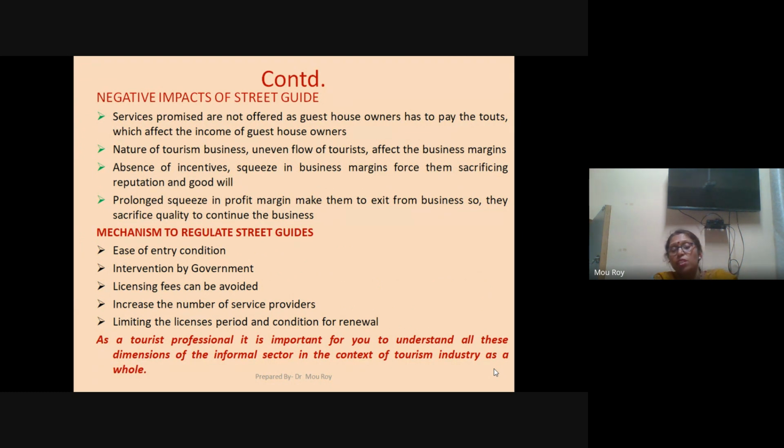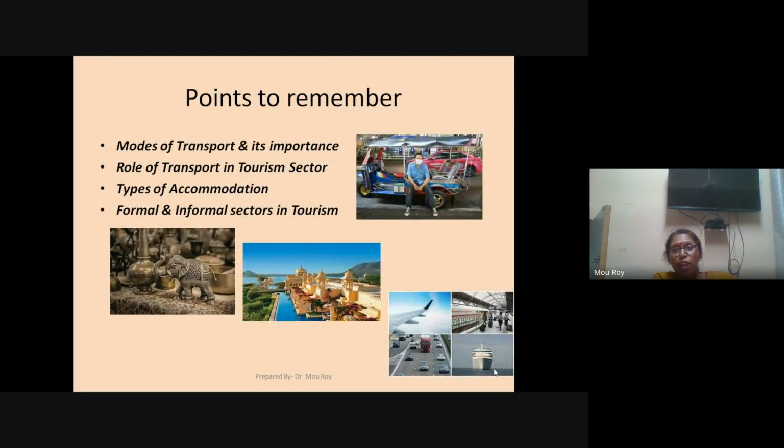So today's class was all about rules and regulations, that is, tourism legislations, the modes of transport and its importance, the role of transport in the tourism sector, then types of accommodation, as well as the informal sector in tourism. Before I conclude today's session, I wanted to show you one video and also India's tourism website.